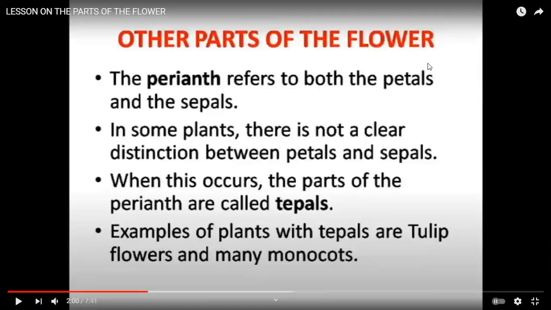Now let's talk about the perianth. The perianth refers to both the petals and the sepals. The sepals and the petals form the perianth. In some plants, there's not a clear distinction between the petals and the sepals. When this occurs, the parts of the perianth are called tepals. So tepals means that you cannot distinguish clearly between the petals and the sepals. An example of plants with tepals are tulip flowers and many monocots.